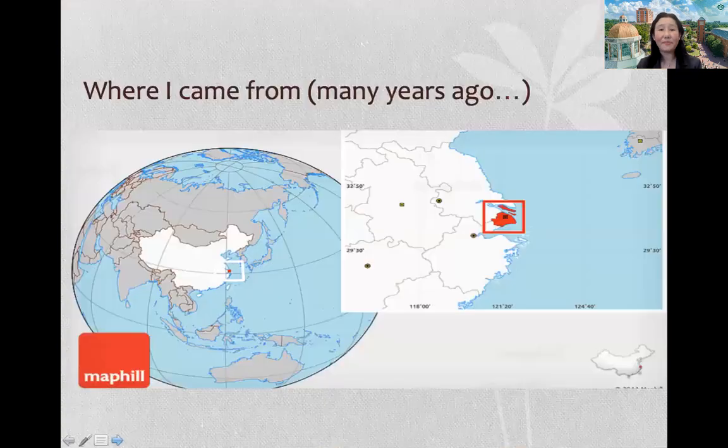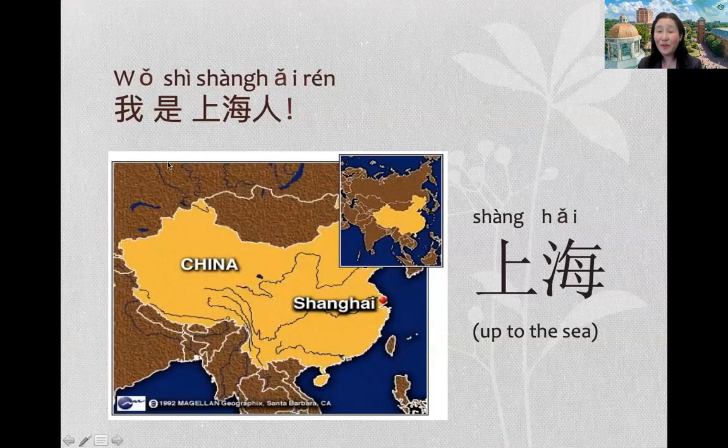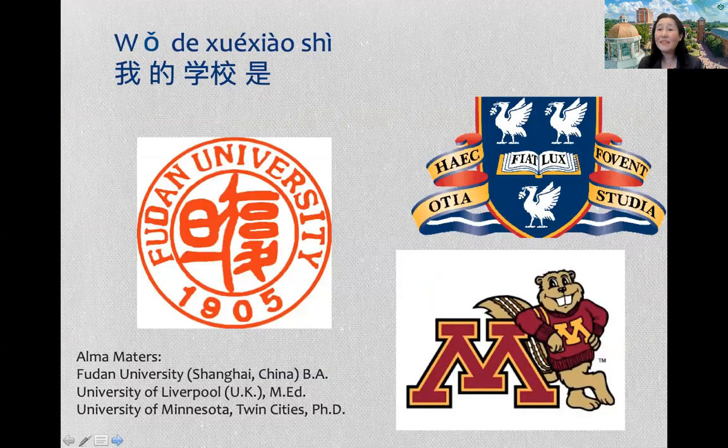So I'd like to tell you where I'm from. Many years ago, I was born and raised in Shanghai, China. And therefore, when introducing myself, I would say, 我是上海人. I'm a person from Shanghai, but I've been living in many different places before I came to Charlotte. So here are the places where I have been. I've been studying at these following schools. 我的学校是 Fudan University of Shanghai, China, University of Liverpool in the UK, and University of Minnesota here in the United States. So I've been living at many different places, and I look forward to knowing about where you are from and where you have been.